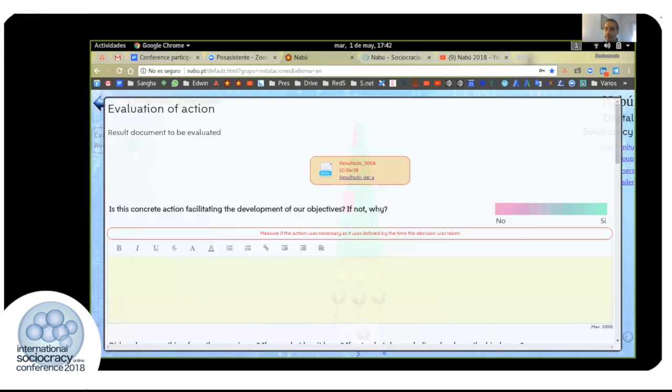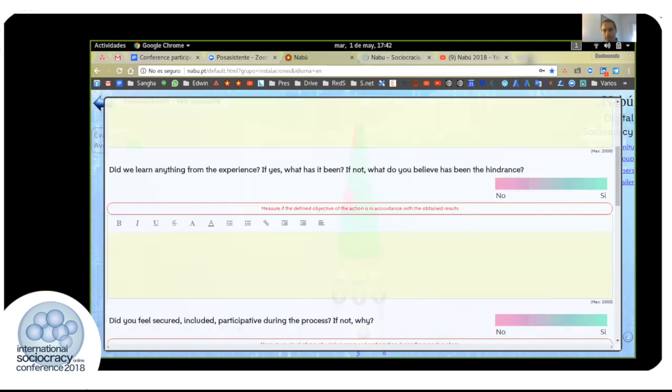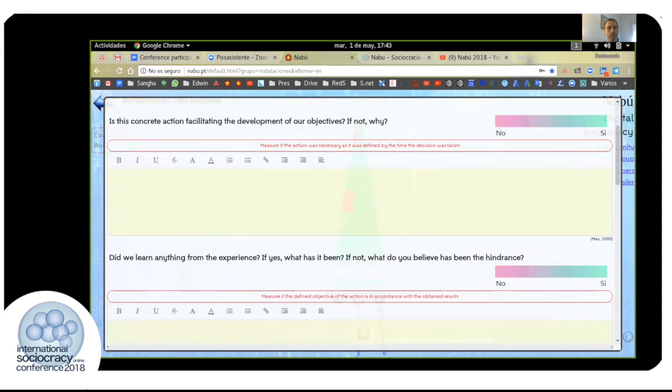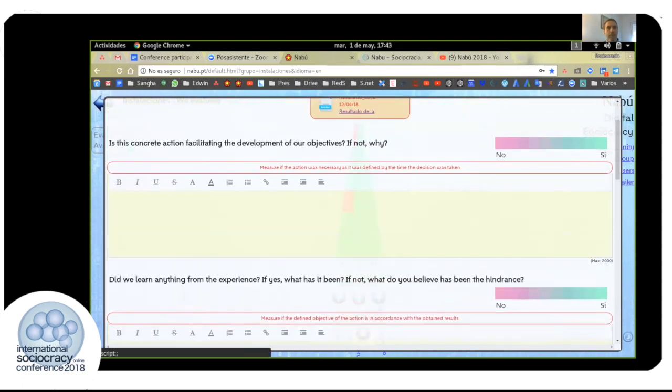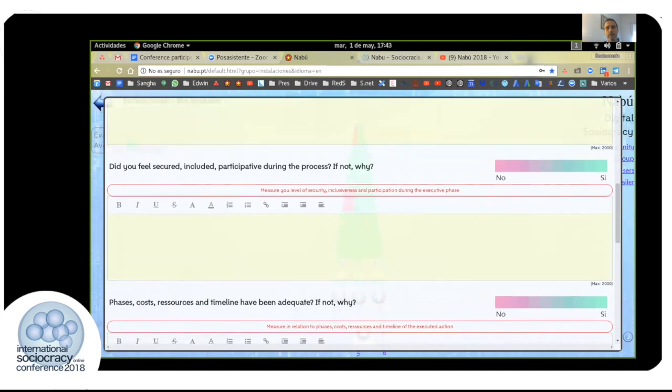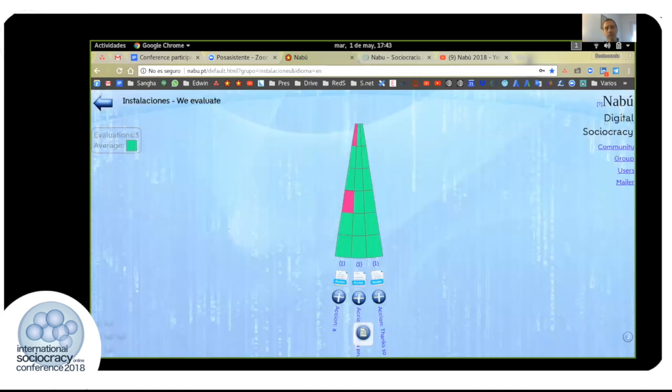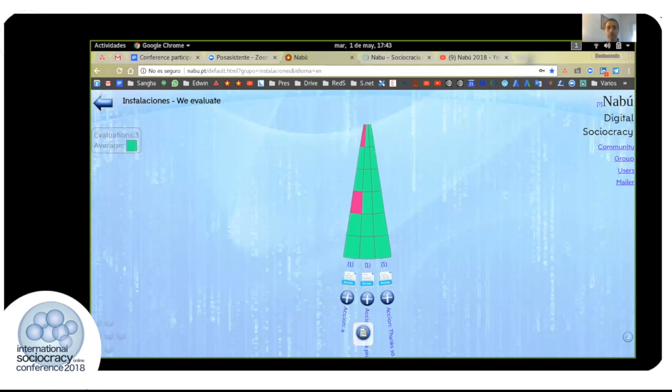The red aspect of it is here, the green on the other side. So we have green for yes and red for no. According to all the information we would have, is this concrete action facilitating the development of our objective? If not, why? Any member of the team will just fill out this evaluation and send it, and at the moment it is sent, it becomes another aspect of this evaluation visual.